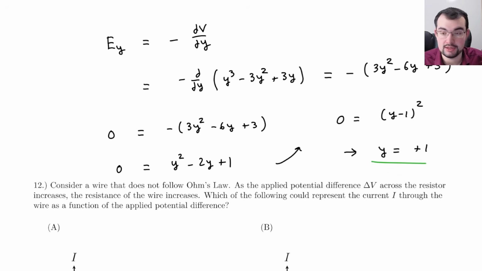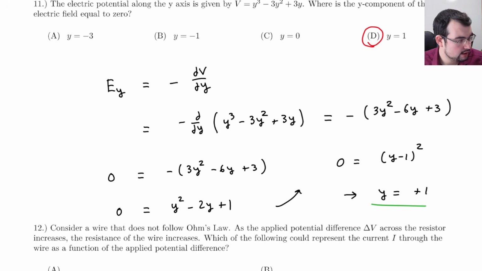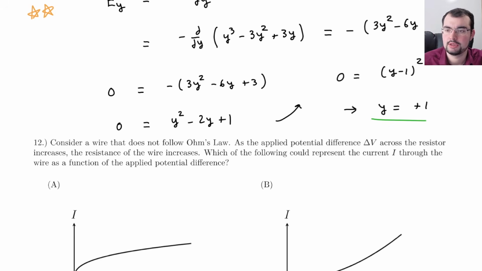Now, you actually could have done this a lot easier if you just shove this function into Desmos and see where it has horizontal slope, because that would also correspond to this point. That's what it means physically. Level 2: you don't just take a derivative, you have to set it equal to 0.